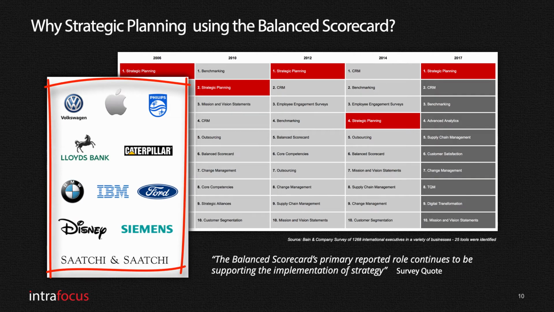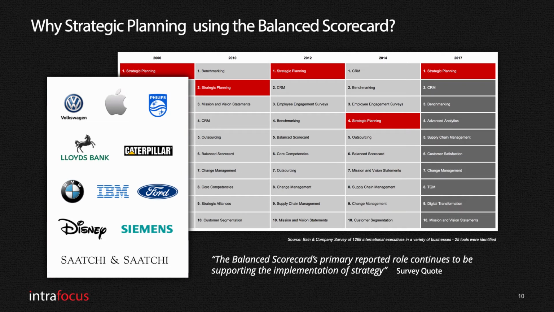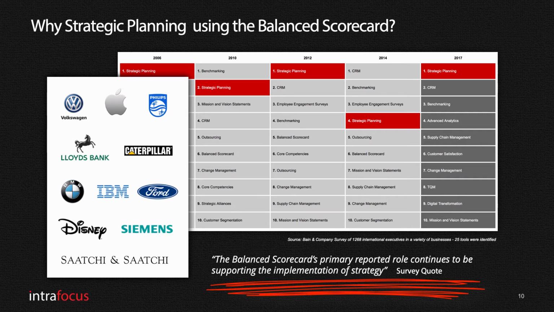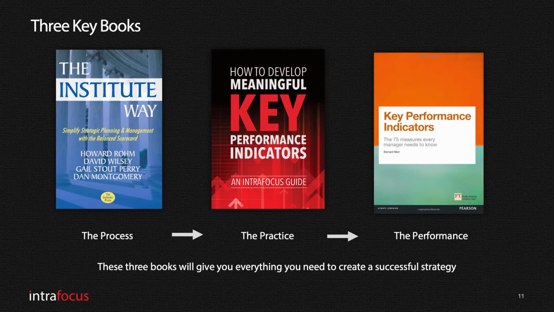50% of the most successful companies in the world use the Balanced Scorecard as their strategic planning process. Why? Because it's tried, tested, it works, and it has a pedigree. One of the many quotes from our survey states, "The Balanced Scorecard's primary reported role continues to be supporting the implementation of strategy." Of the multitude of books available, we recommend these 3.